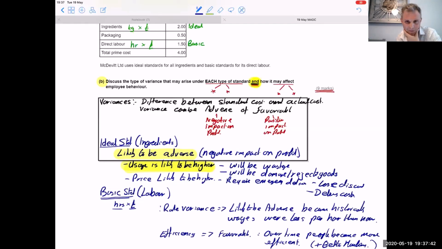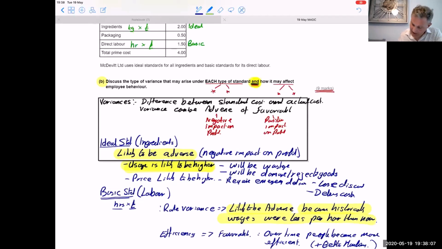Okay, so from rate variance. Someone just asked me to rewrite it. Sorry, likely to be adverse. And I apologise for all these words, because historically wages were less per hour than they are now. If you can't read it, I apologise. There will be a recording that comes out, so you can hear it again if need be.